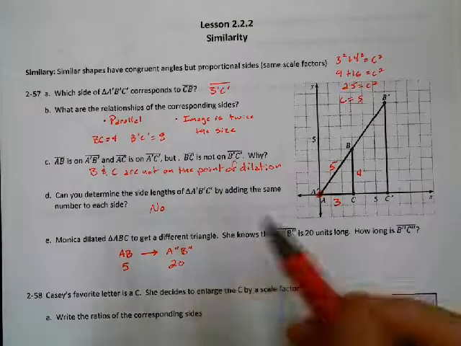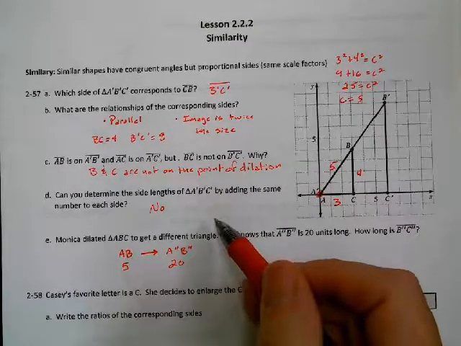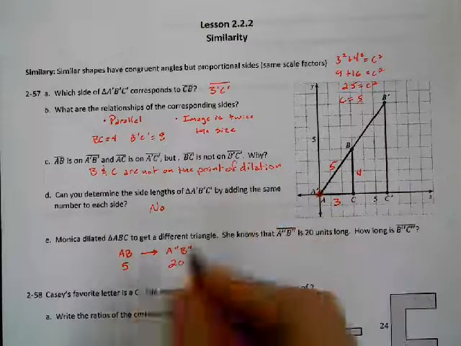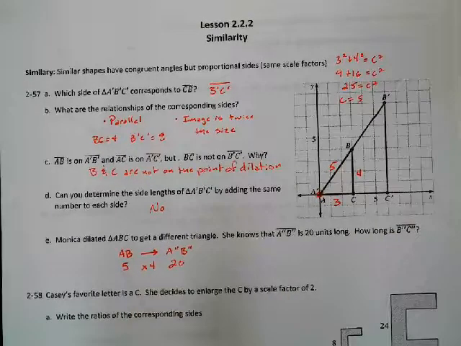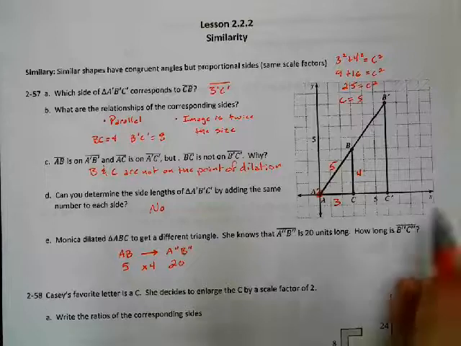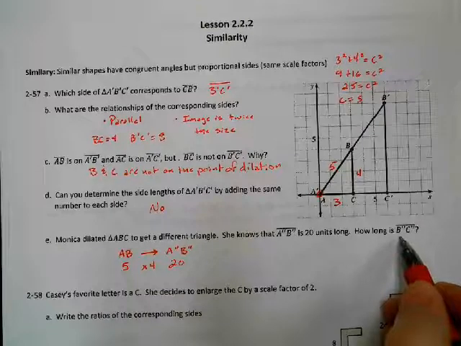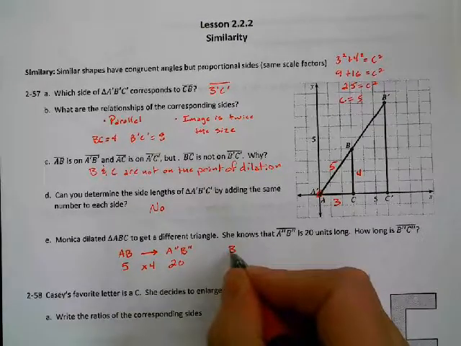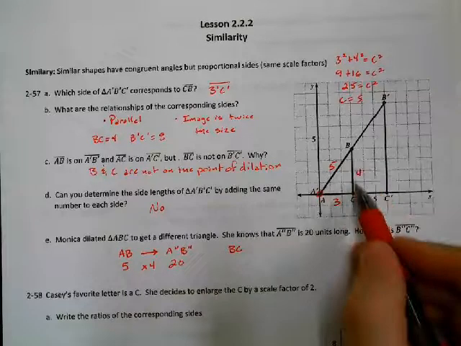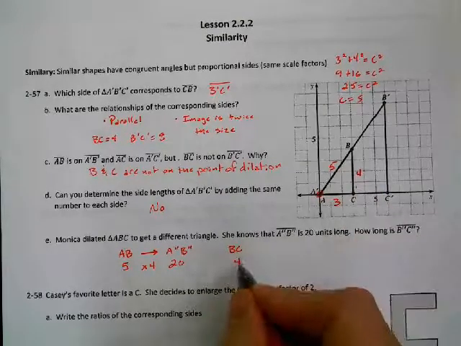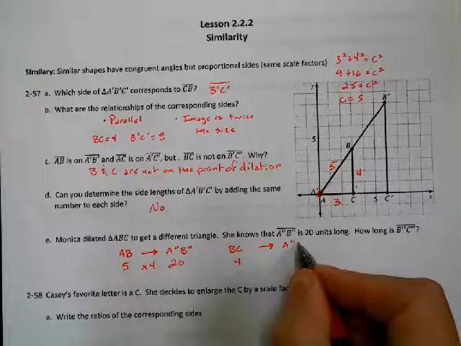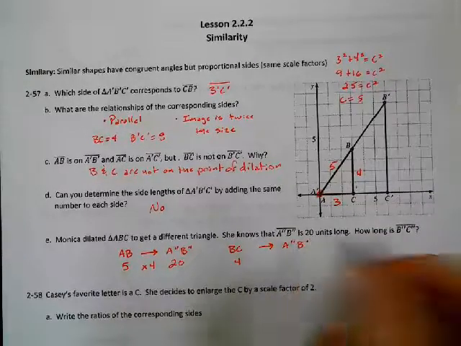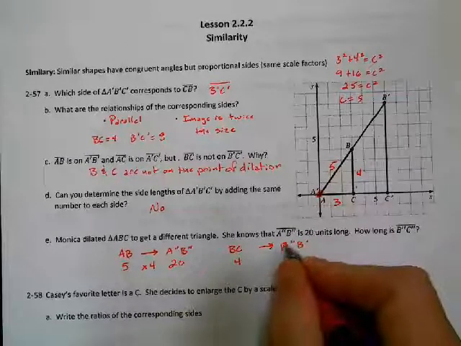And in part D, we said we're not adding, we are multiplying. So I can see here that to get from one point to the other one, she's multiplying by 4. So now she can find B prime prime C prime prime, because BC, we said over here, is 4 units long. If we want to go to A prime prime B prime prime, not A prime prime, B prime prime C prime prime.